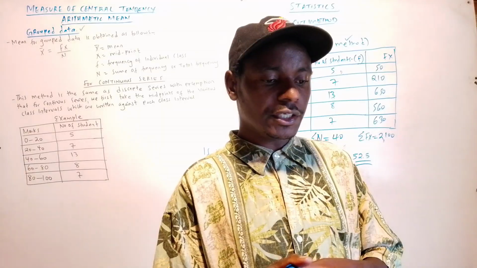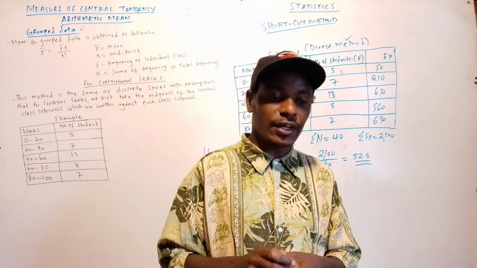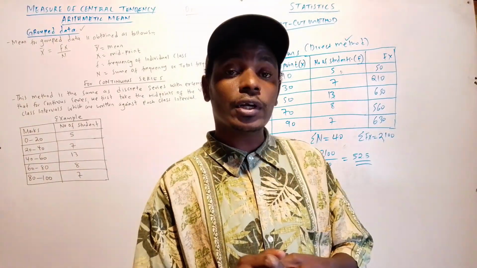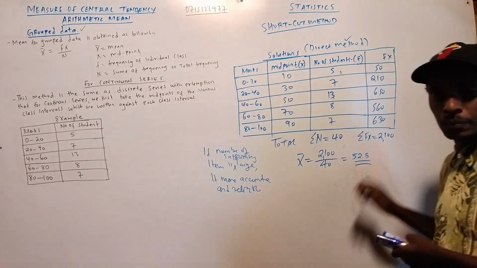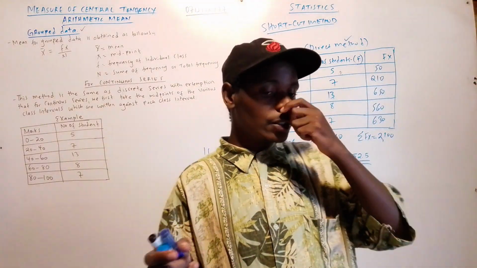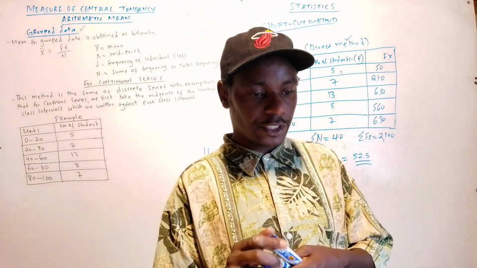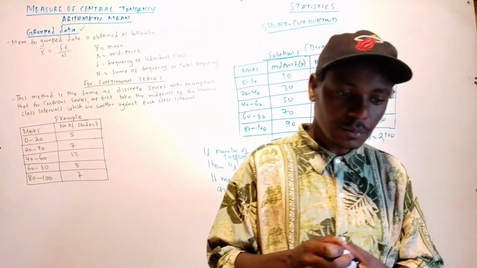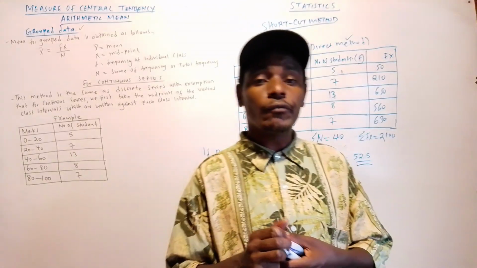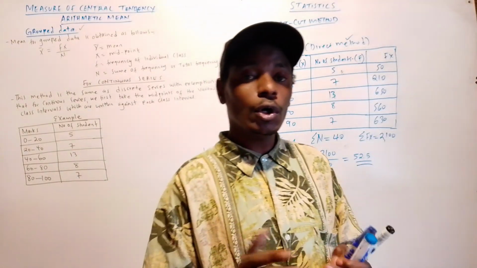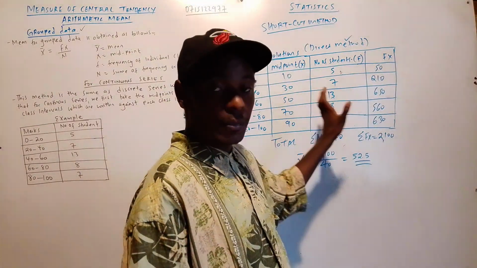It is a calculated value. It is not based on its position in the series. So another advantage is that it is a calculated value, for example this value. It is not based on positions. And then it is possible to calculate the mean if some values are missing. That's another advantage: you can easily calculate the mean even if some figures are missing.